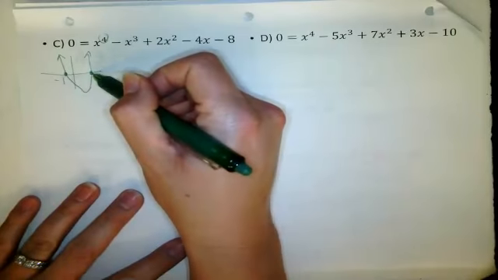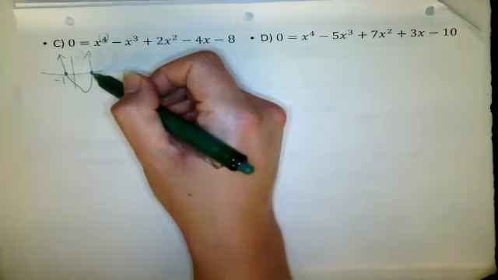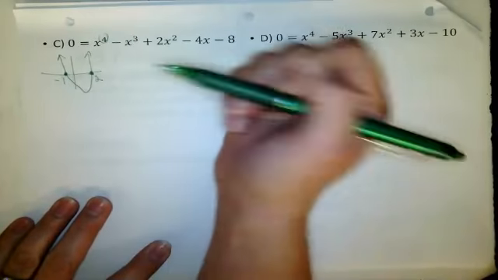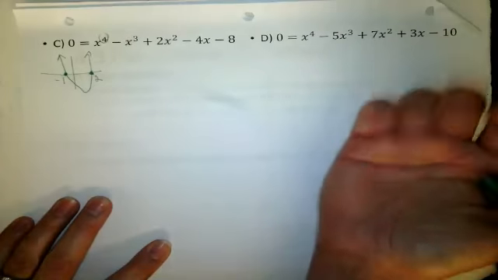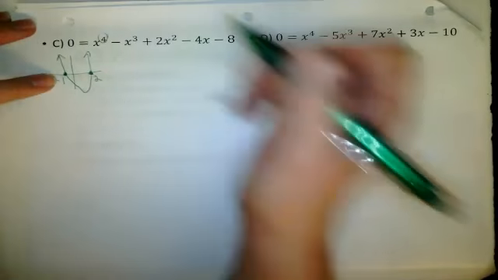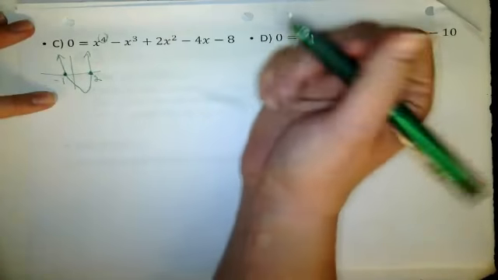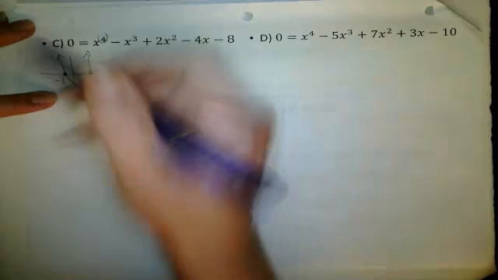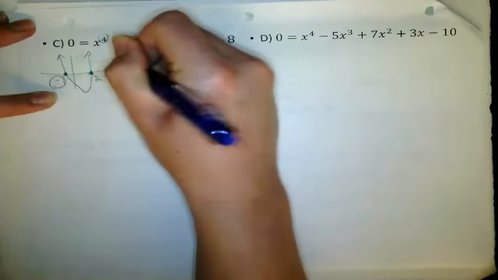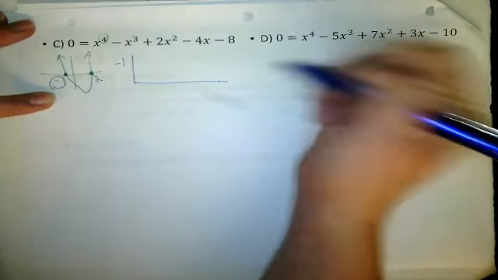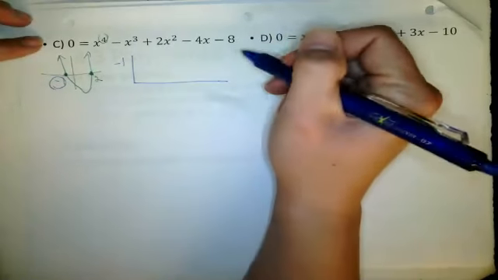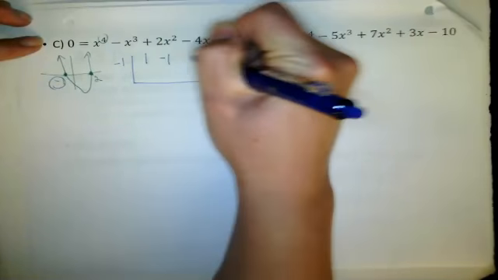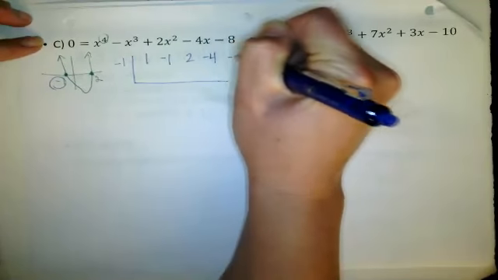Graphically, these are not doubled up because they didn't bounce, so there's no multiplicity here. But these are the 2 real solutions that we can see, and we're going to solve for the imaginary ones. Now I'm going to use my zeros with synthetic division. So I'm going to use -1 for no real reason, but -1 is a nice low number. What goes along the top of my box? 1, -1, 2, -4, -8. Good.